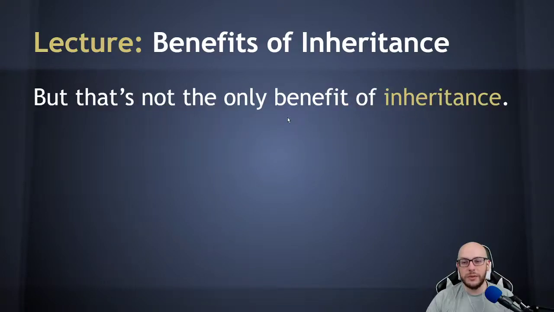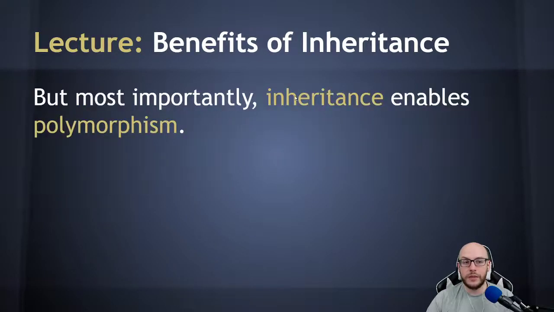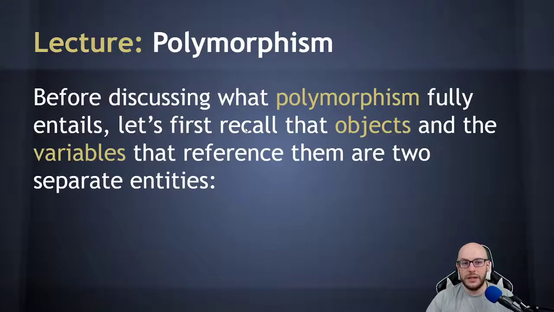But that's not the only benefit of inheritance. Inheritance reduces duplicate code, as instance variables or methods can be defined in a superclass and inherited by the subclass in the class hierarchy. We've seen this, right? Inheritance reduces duplicate code. Perhaps most importantly, inheritance enables polymorphism.